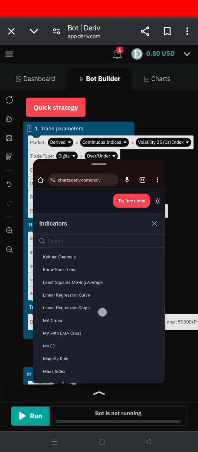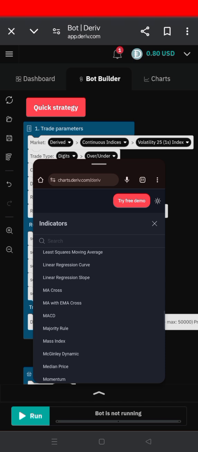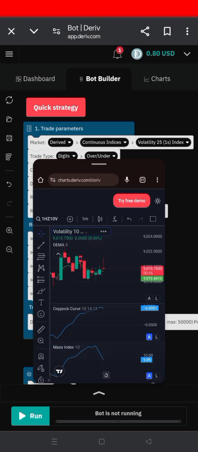Just go to your indicators tab and put all the indicators. Lastly, the Mass Index indicator. So you can see how they are and how they appear.